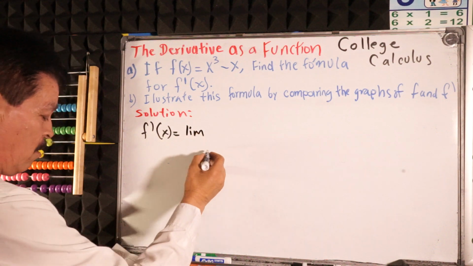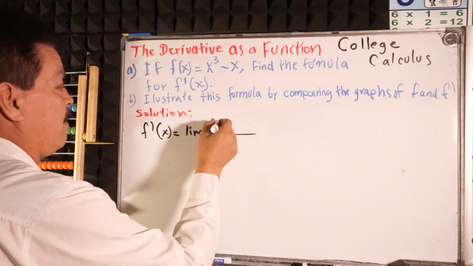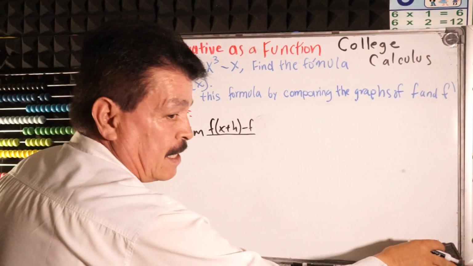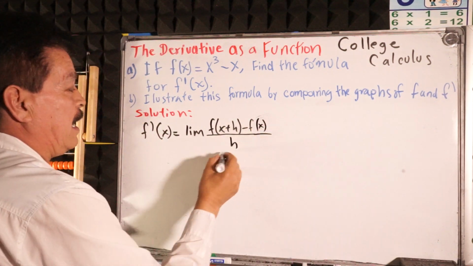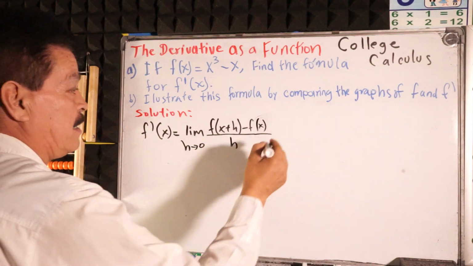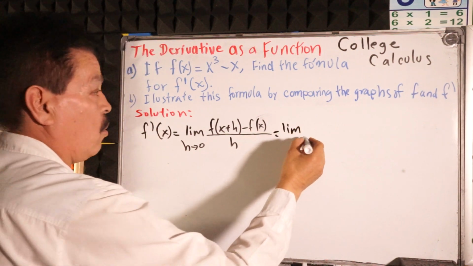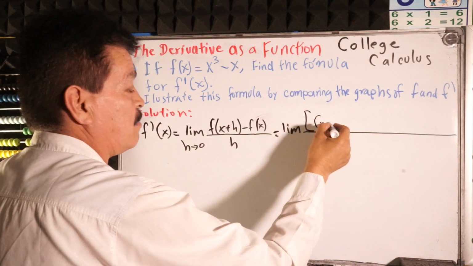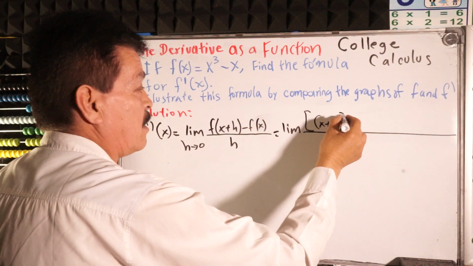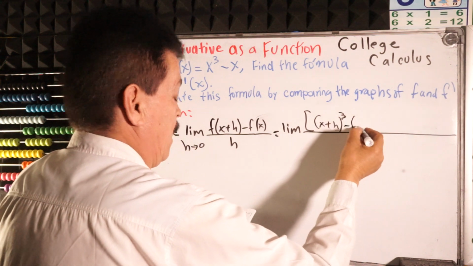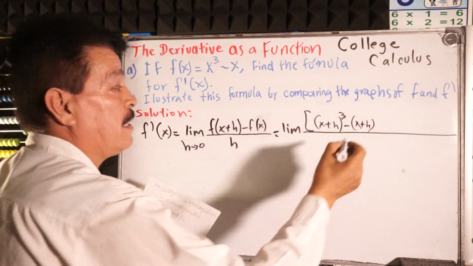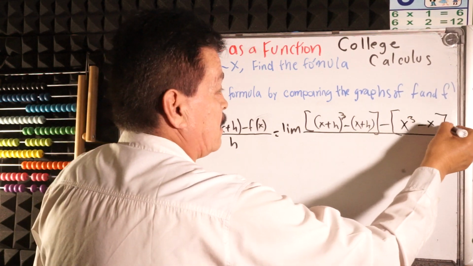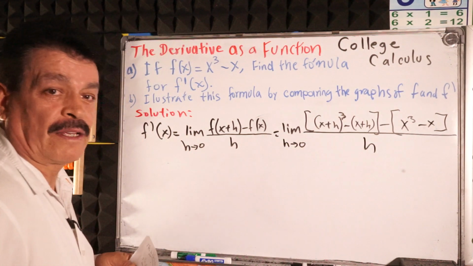So, the limit of f of x plus h minus f of x, divided by h when h approaches 0. Then this will be equal to the limit, and we have a long process right here. We will write open bracket, x plus h to the third power, minus x plus h, close the bracket, minus x to the third power minus x, divided by h, when h approaches 0. This is the first step.